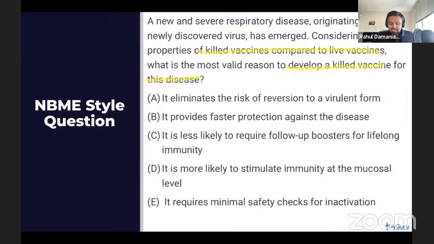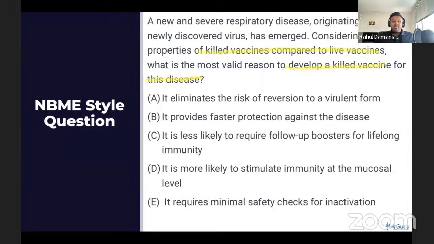A, it eliminates the risk of reversion to a virulent form. B, it provides faster protection against the disease. C, it is likely to require follow-up boosters for lifelong immunity. D, it is less likely to need boosters. E, it is more likely to stimulate mucosal immunity, or it requires minimal safety checks.